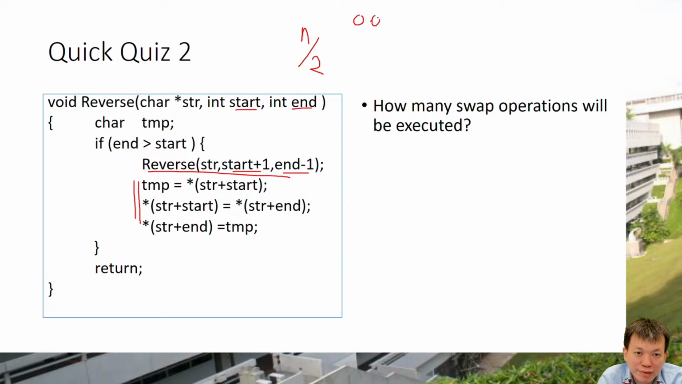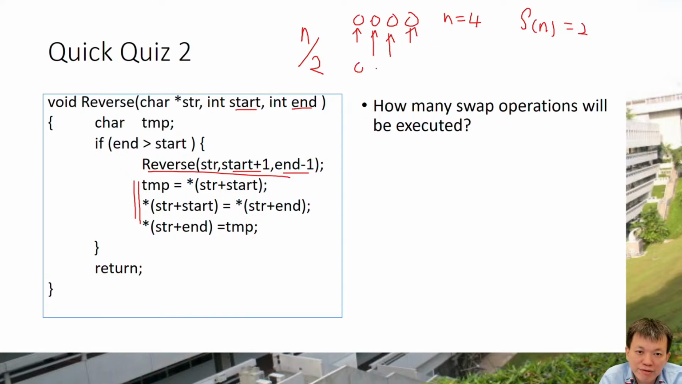If I have maybe 4 elements, I need to do the swap one time, and then the swap a second time. So if n equals 4, this string or array has 4 elements, 4 alphabets, 4 whatever, you will take the swap operation 2 times.